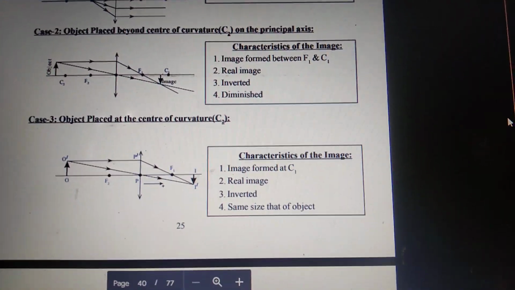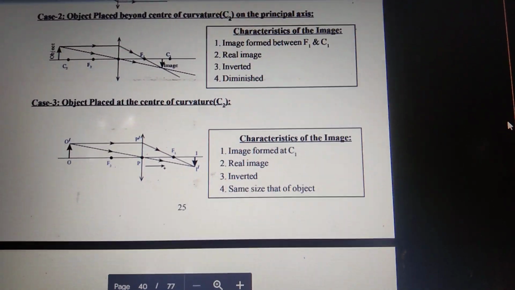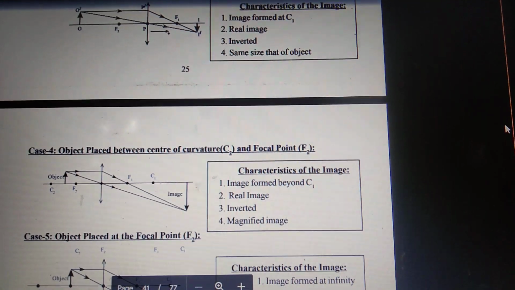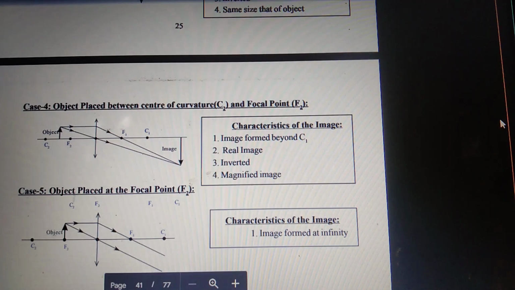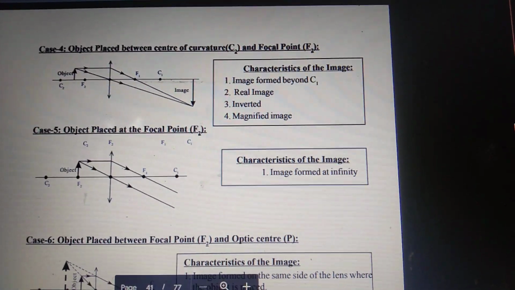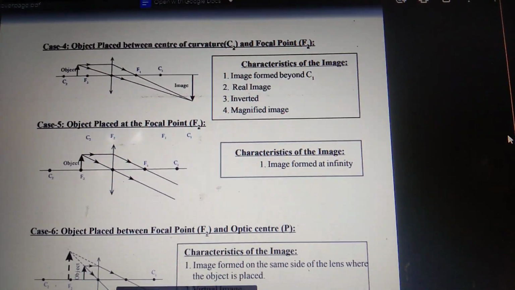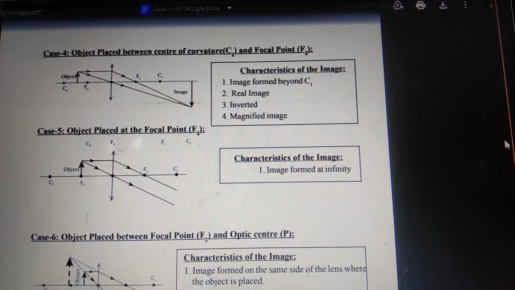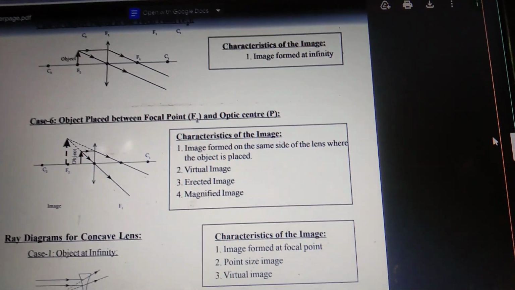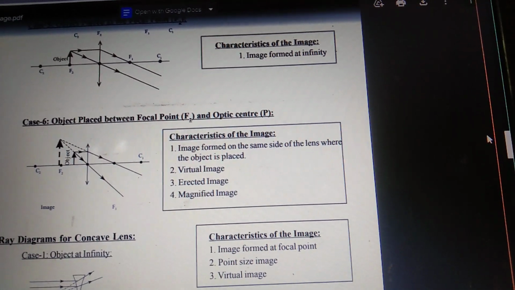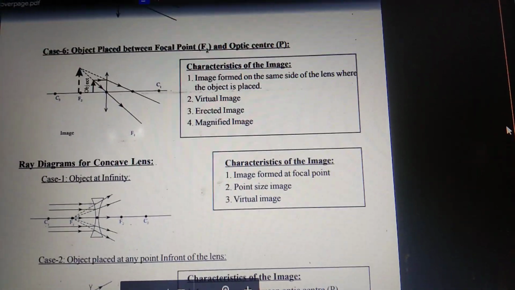Coming to case number 3, when we place an object at the center of curvature, the image is also formed at the center of curvature only, a real image, inverted and the same size as the object. When we place an object between the center of curvature and focus, you will get an image beyond the center of curvature, that is a real, inverted and magnified image. Now when we place an object at focus, the rays become parallel to each other, and you'll get the image at infinity. Now when we place an object between focus and optic center, you'll get a virtual, erect and magnified image. The image is behind the lens.